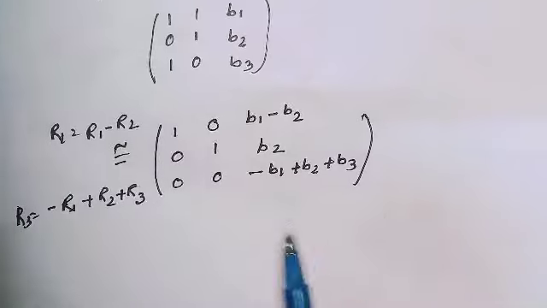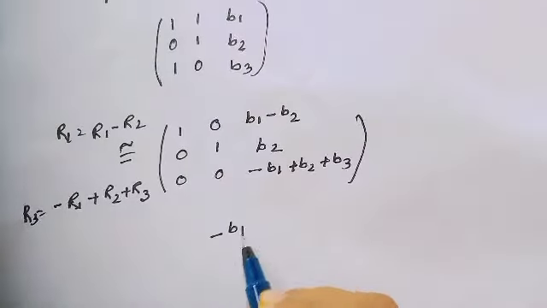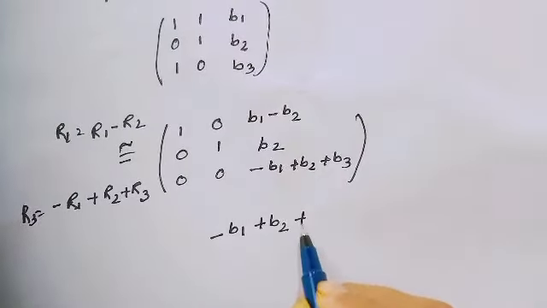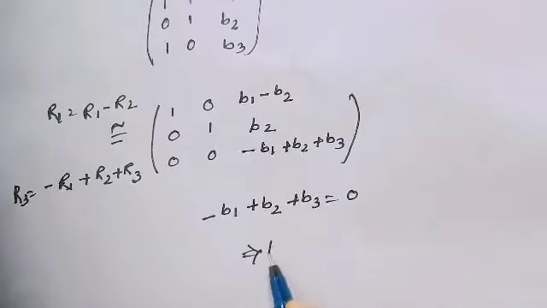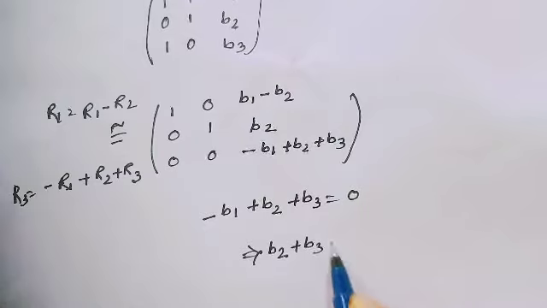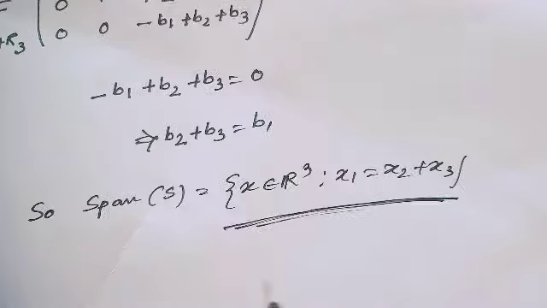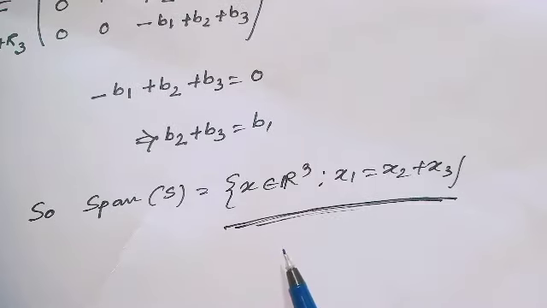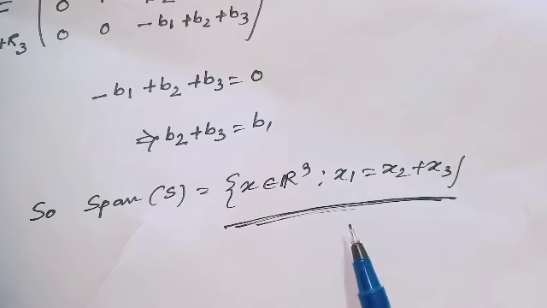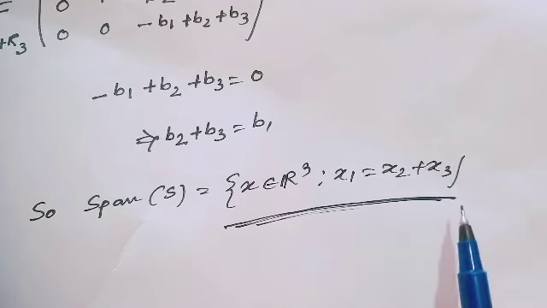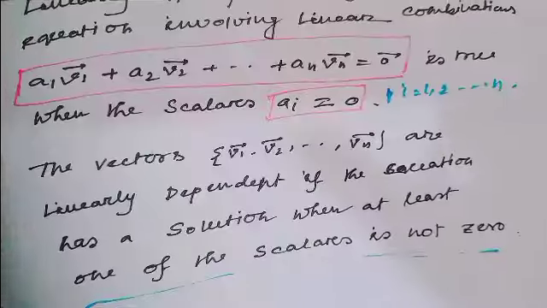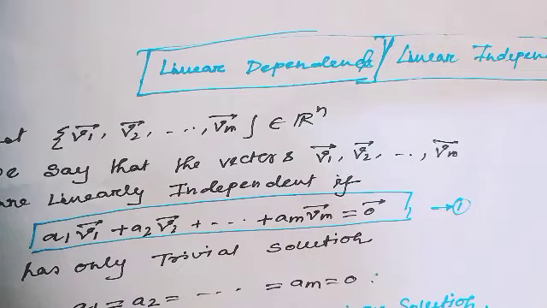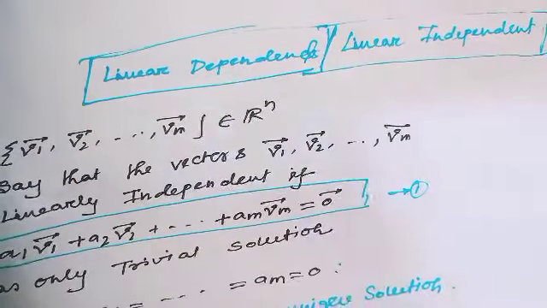From this equation we can write minus b1 plus b2 plus b3 equal to 0. That implies b2 plus b3 equal to b1. Therefore, the span of S equals the set of those vectors in R3 such that x1 equal to x2 plus x3. Have you understood? Next we will see how to find linear dependence and independence of vectors.